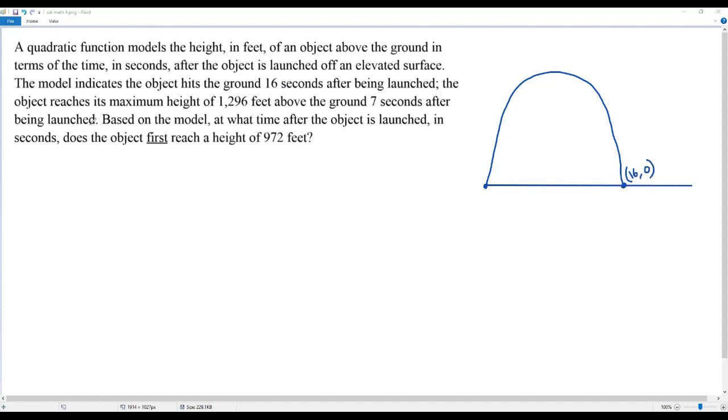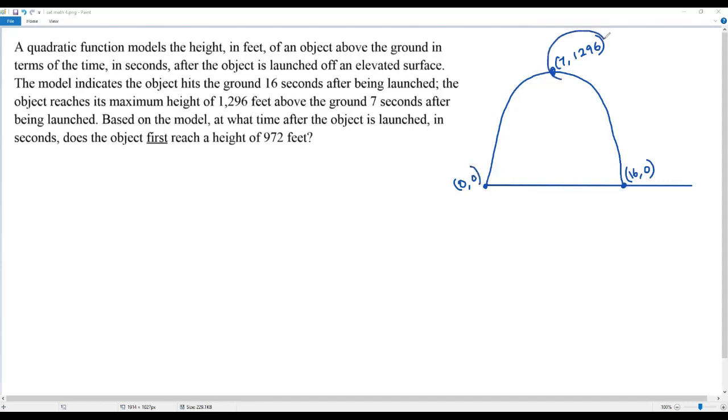And also, the object reaches its maximum height of 1296 feet above the ground 7 seconds after being launched. That is, when x is equal to 7, the object reaches its maximum height of 1296. Here we have the maximum height, and this is the vertex of the parabola. When the object is launched, the time is 0 seconds, and the height is also 0. Now we have 3 points on the parabola.